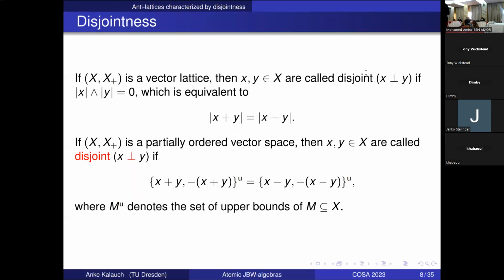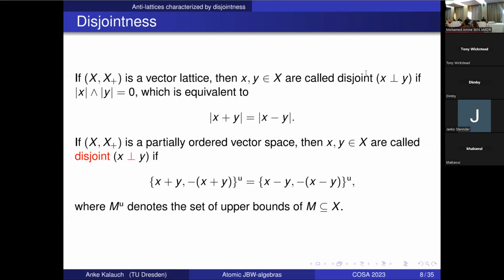So, as I told you, we want to look at notions that are well known in lattice theory and had to be introduced in the world of partially ordered vector spaces. So we start with disjointness. Everybody of you knows how disjointness is defined in a vector lattice. So the infimum of the moduli of the two elements should be 0. But we use an equivalent statement for disjoint elements, namely that the modulus of x plus y is the same as the modulus of x minus y.